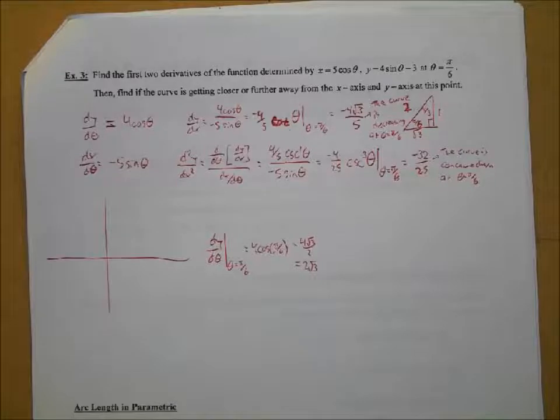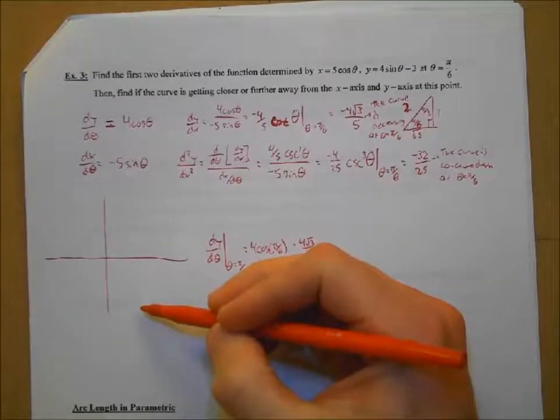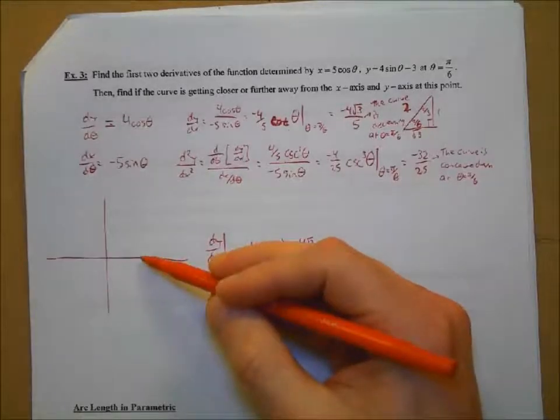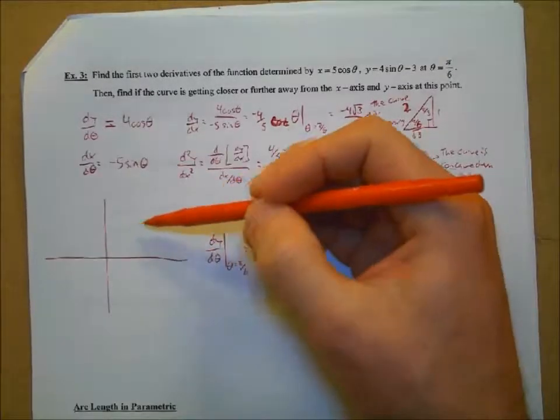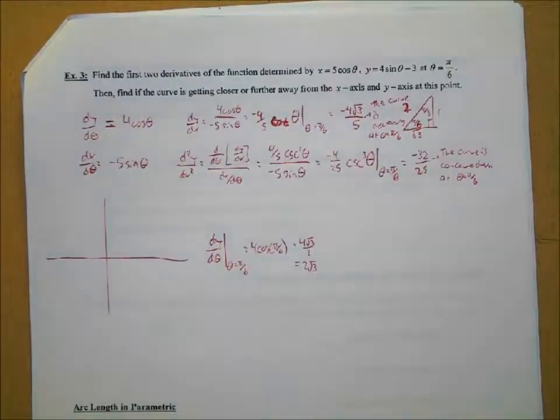Is that enough information to tell us whether we're getting closer or further away from the x-axis? Yeah, no, it's not, is it? Because if we're below the x-axis, going up means we're going closer to the x-axis. But if we're above the x-axis, going up means we're going further away from the x-axis. How can we determine where we are?